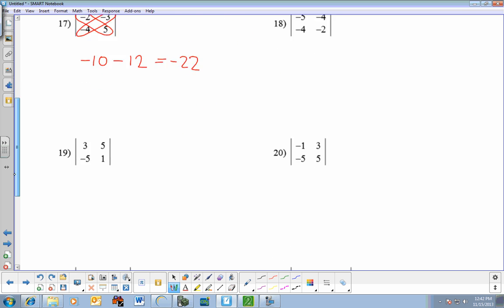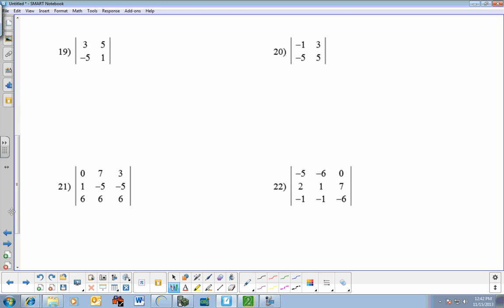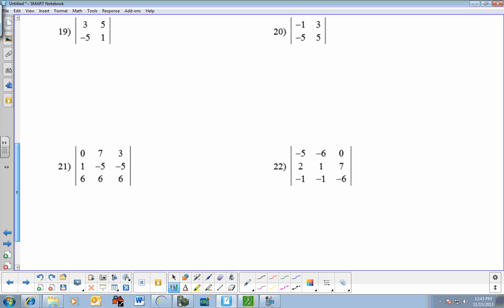What about a 3x3 determinant? There are a couple ways to organize this. I'm going to show you the way that I think is the easiest. What I want to do for a 3x3 determinant is I want to take the first two columns and copy them again. 0, 1, 6. 7, -5, 6, like that.